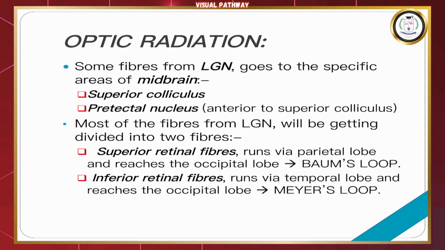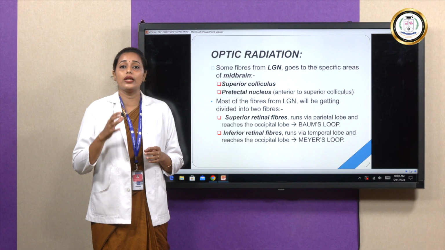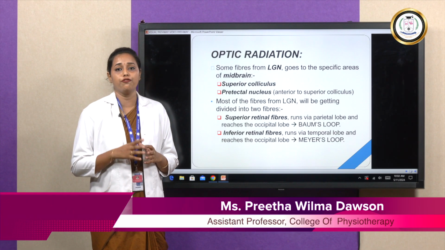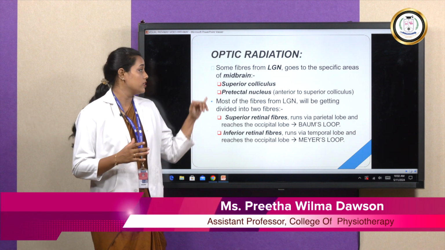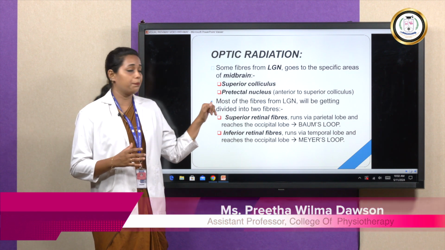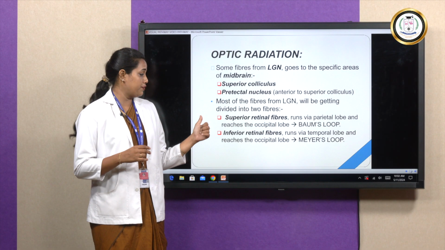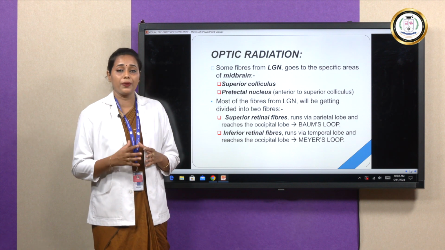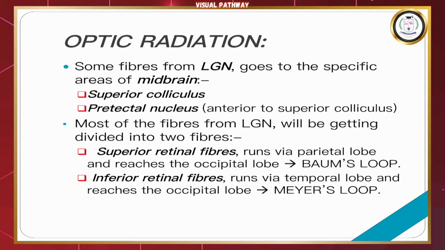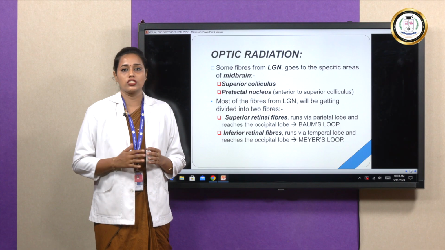So next we'll talk about optic radiation. Some fibers from the lateral geniculate nucleus will be going to the specific area of midbrain which is called as superior colliculus and pretectal nucleus. And most of the fibers from the lateral geniculate nucleus will be getting divided into 2 fibers. The first fiber is called as superior retinal fibers. These fibers will be running via parietal lobe and from there it will be reaching the occipital lobe.